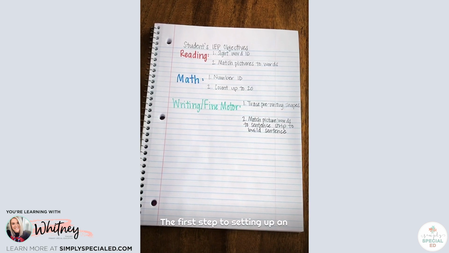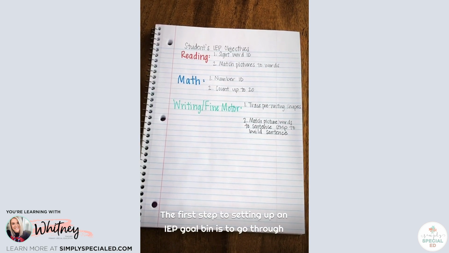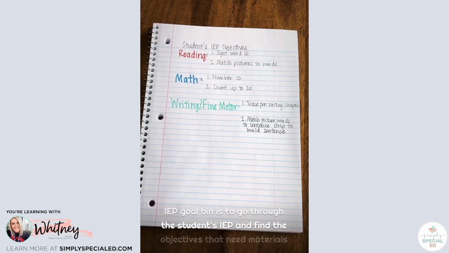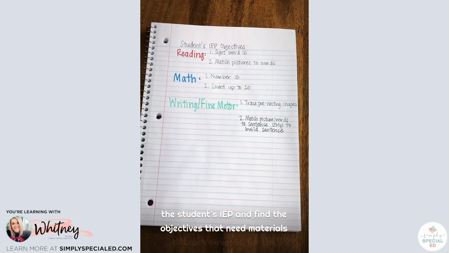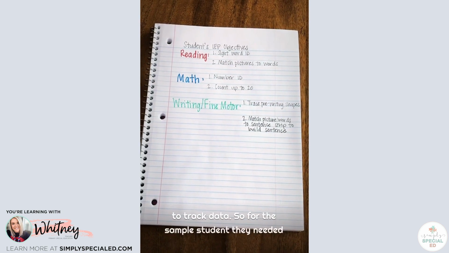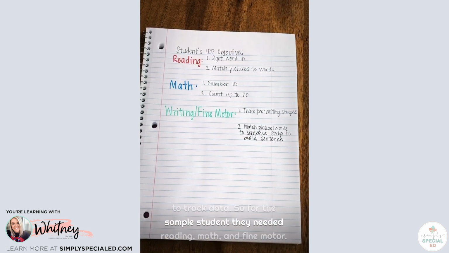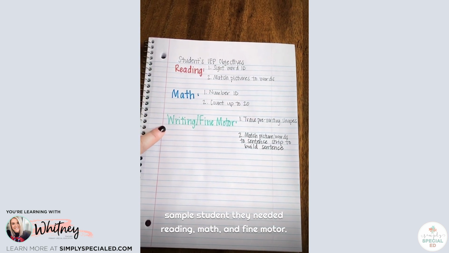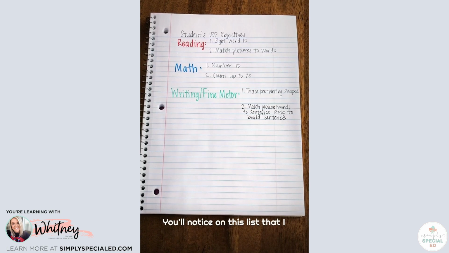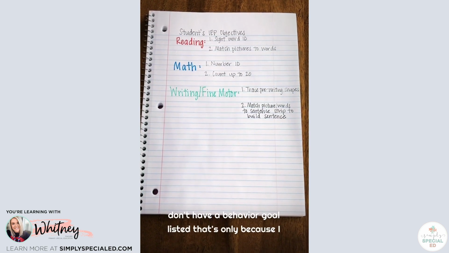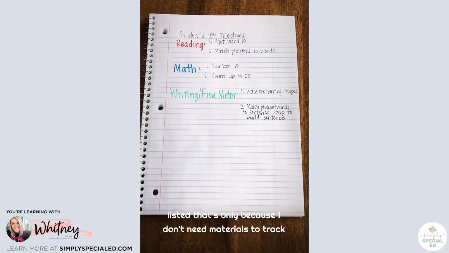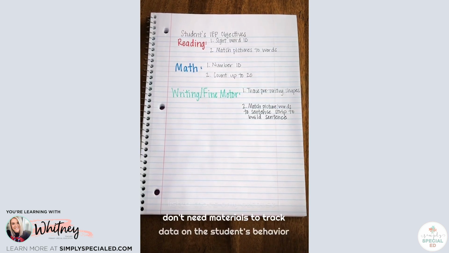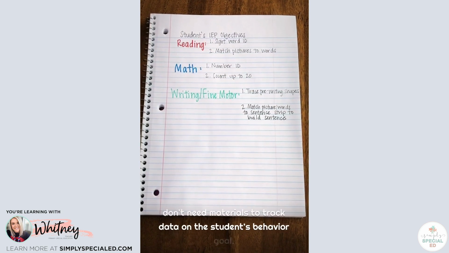The first step to setting up an IEP goal bin is to go through the student's IEP and find the objectives that need materials to track data. So for the sample student, they needed reading, math, and fine motor. You'll notice on this list that I don't have a behavior goal listed. That's only because I don't need materials to track data on the student's behavior goal.